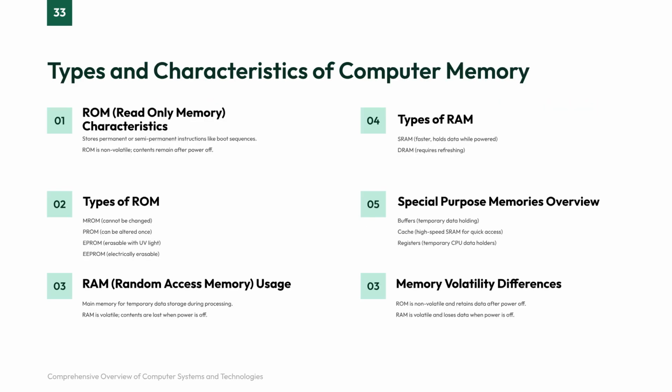Computer memory includes read-only memory, or ROM, which stores permanent instructions and is non-volatile. Random access memory, or RAM, is volatile and used for temporary data storage. Different types of RAM and ROM exist, alongside special-purpose memories like cache and registers.